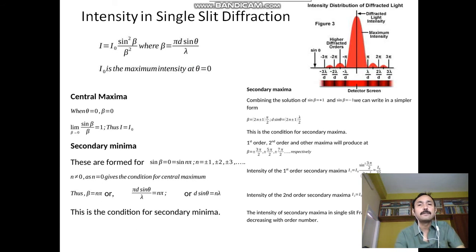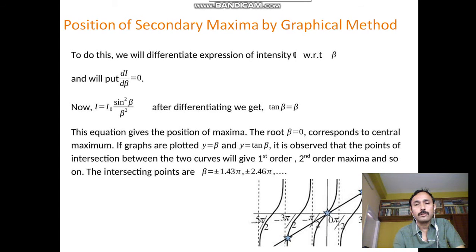Now, intensity of single slit diffraction. We can calculate the intensity I equal to I naught sine square beta by beta square, where the term beta is equal to pi d sine theta by lambda. d is the slit width, lambda is the wavelength of light used. Theta is the angle of bending.